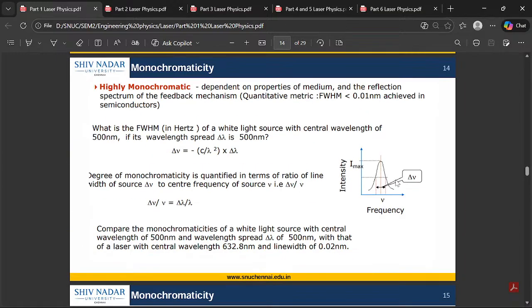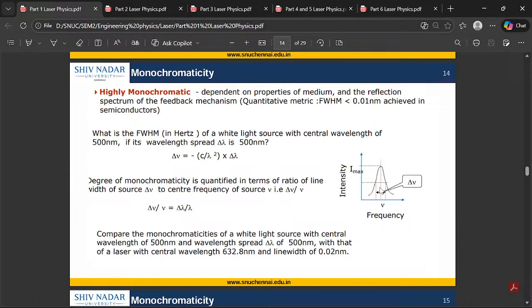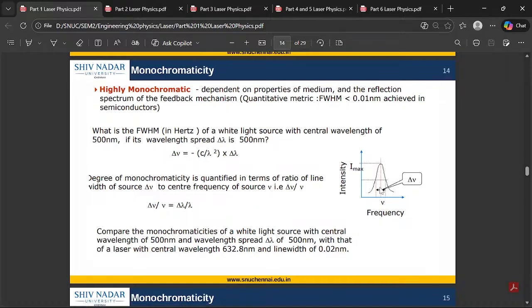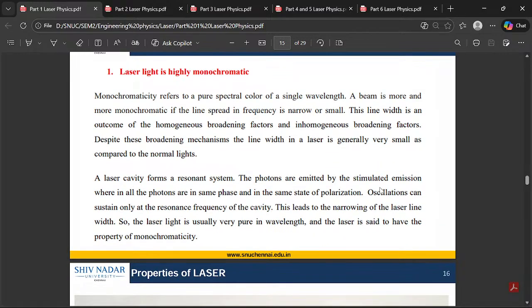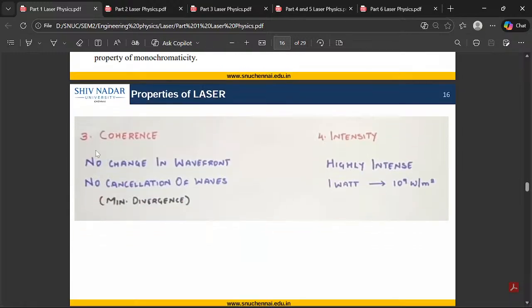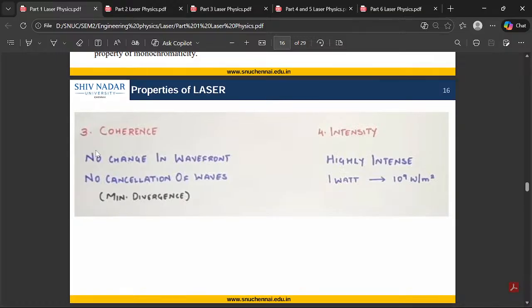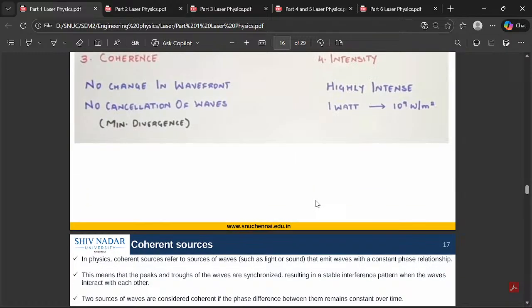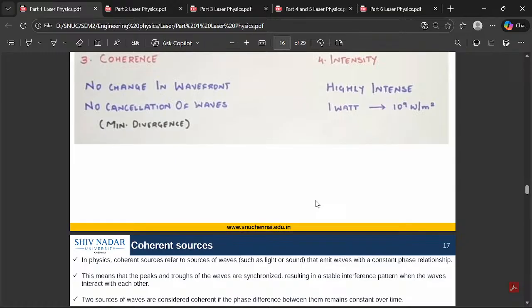As you can see, the delta V, the change in frequency, is very less when lasing action takes place. So the light is usually very pure in wavelength when it comes out during the lasing action. So this is the third property, that is coherence, where there is no change in the waves, all waves are in the same phase. And intensity is very intense, on the order of 10 to the power 9.